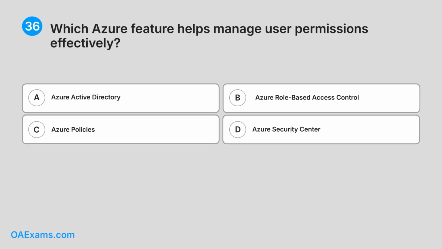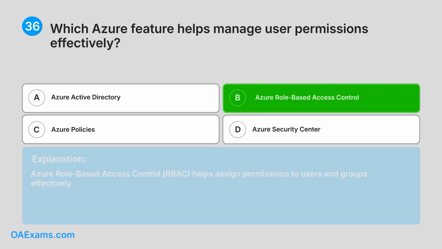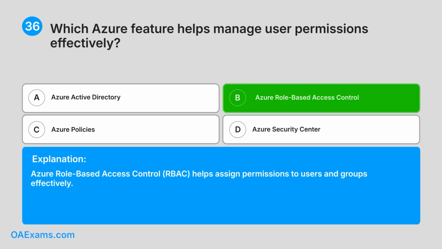36. Which Azure feature helps manage user permissions effectively? A. Azure Active Directory. B. Azure Role-Based Access Control. C. Azure Policies. D. Azure Security Center. What do you think is the answer? Correct answer. B. Explanation. Azure Role-Based Access Control, RBAC, helps assign permissions to users and groups effectively.